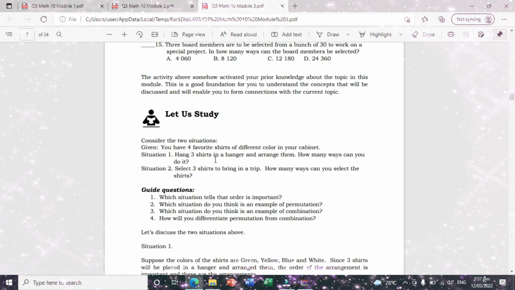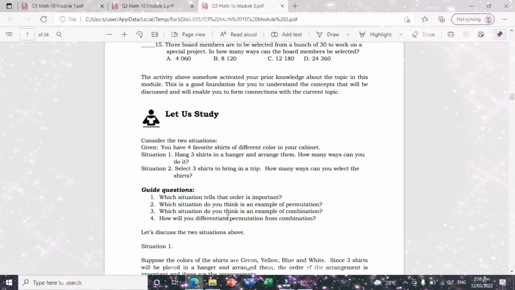Consider the two situations. Given you have 4 favorite shirts of different color in your cabinet. Situation 1. Hang 3 shirts in a hanger and arrange them. How many ways can you do it? Situation number 2. Select 3 shirts to bring in a trip. How many ways can you select the shirts? So these are our guide questions.